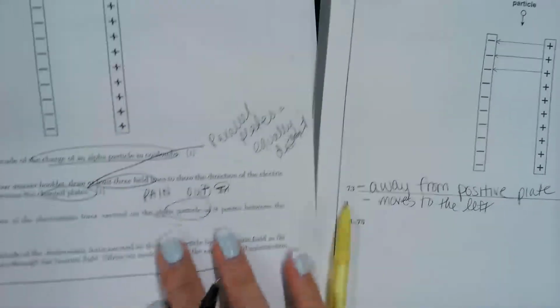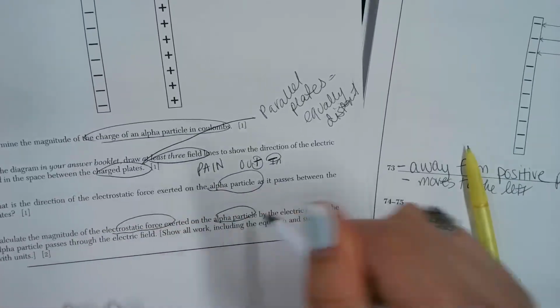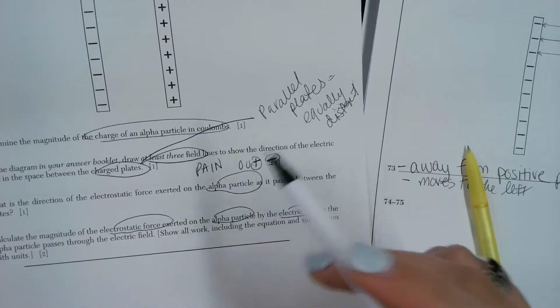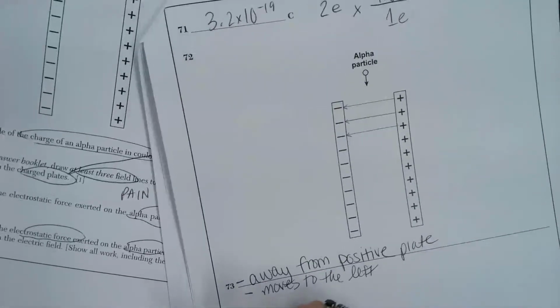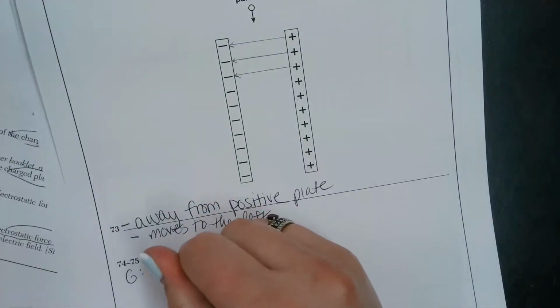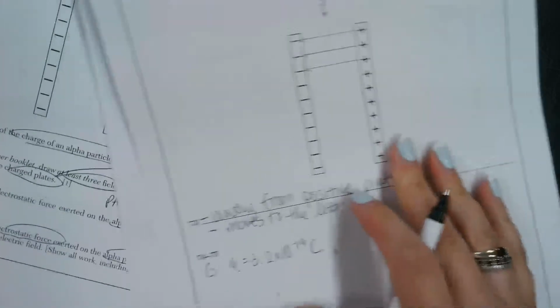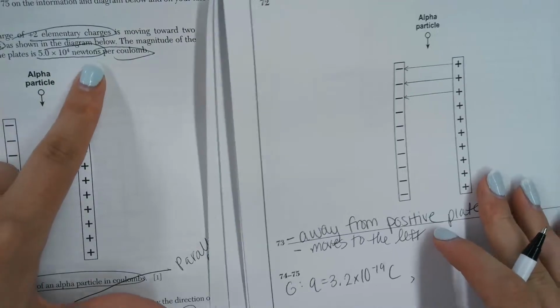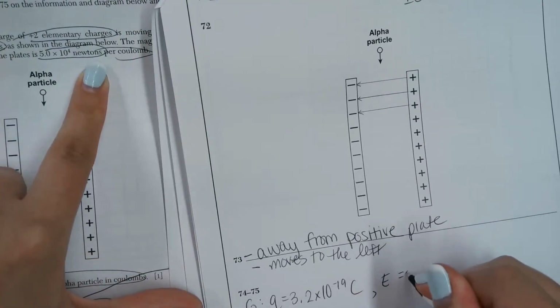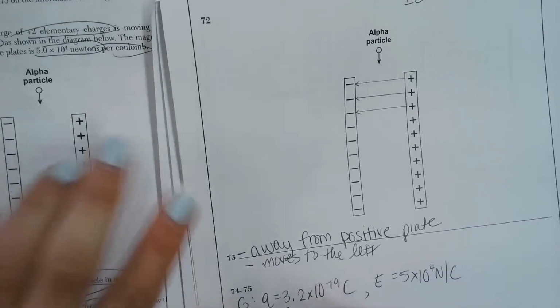Then it says calculate the magnitude of the electrostatic force exerted on the alpha particle by the electric field as the alpha particle passes through the electric field. Okay, so let's write down what we have so far. We just found out the charge is 3.2 times 10 to the negative 19 coulombs. Remember, we're not allowed to use elementary charges as a unit for charge when we're talking about E equals Fe over Q. So we have that. It told us the electric field strength between the plates was 5 times 10 to the 4 newtons per coulomb, and they wanted us to find the electrostatic force.